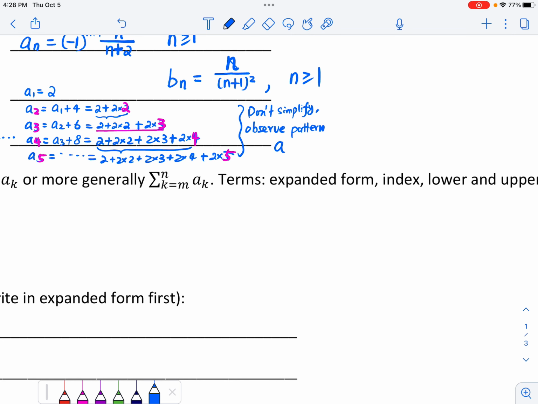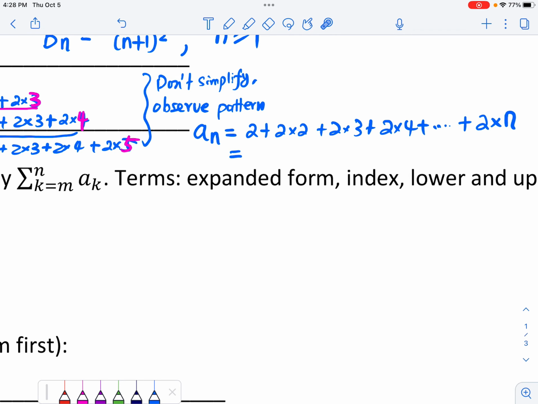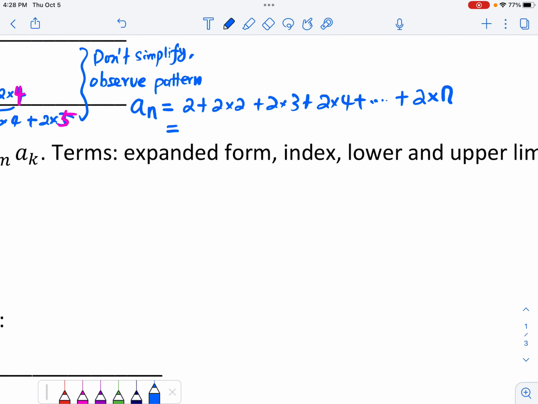I hope that with the pattern you can see what An is. An should be 2 plus 2 times 2 plus 2 times 3 plus 2 times 4 and so on and so forth. And what is the very last term? 2 times n. That's the pattern that we observe. Now let's try to find an explicit formula for this. I'm going to factor out a 2 because I see 2 as a common factor. Then we have 1 plus 2 plus 3 plus 4 plus up to n.